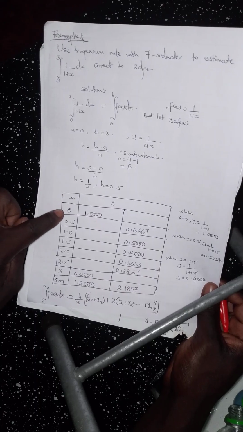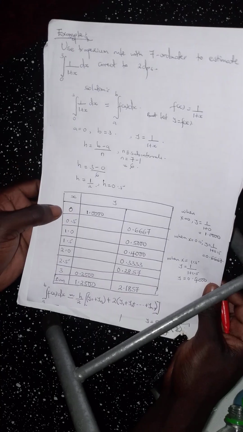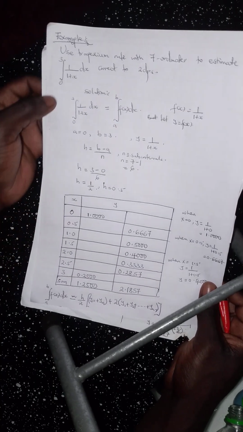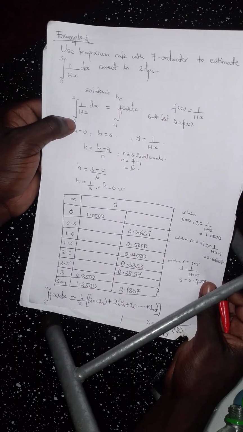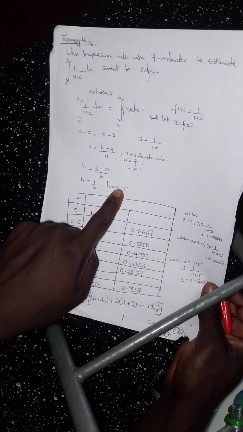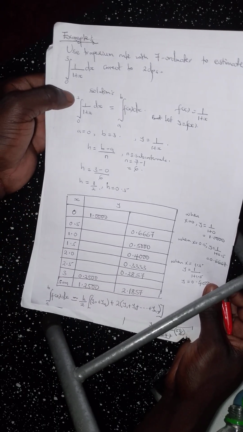You ask yourself, what is the lower limit of the integral? It is 0. It is the starting value here. Now, after writing the lower limit of the integral, you just pick it from the integral given. It is 0. You write it here. Now, you keep on adding 0.5 on this lower limit until you get the upper limit.